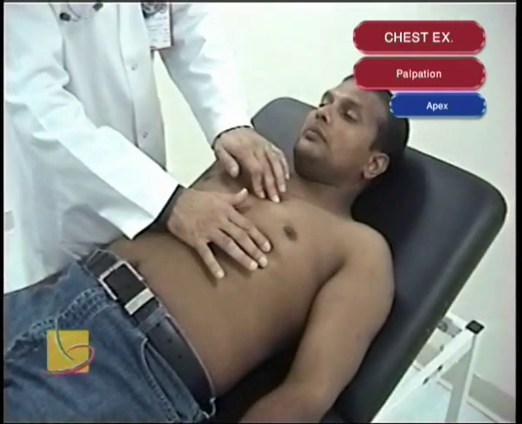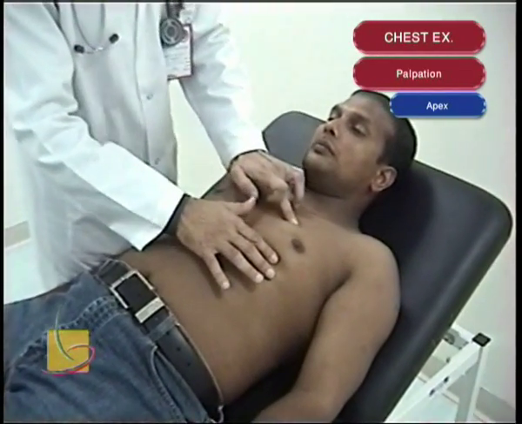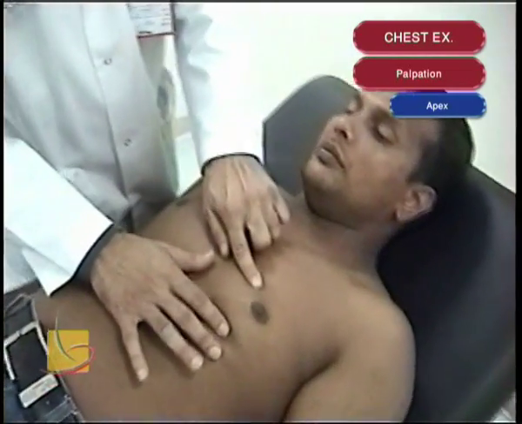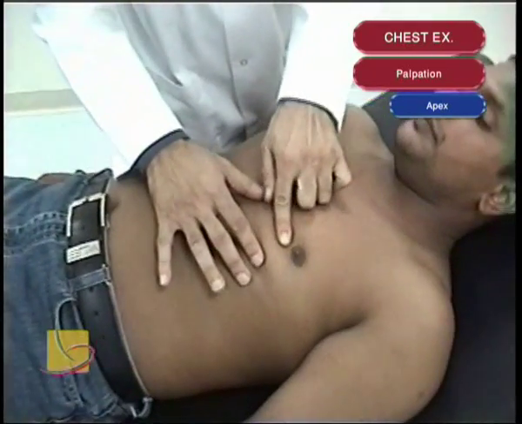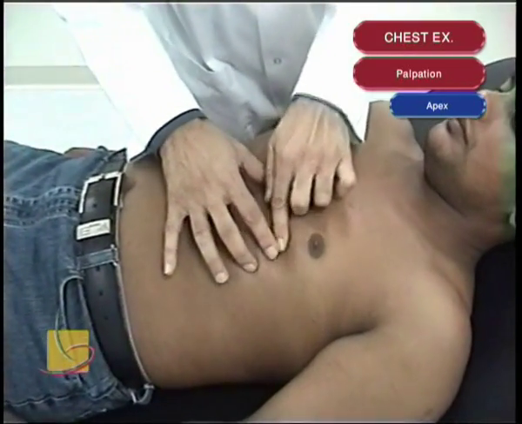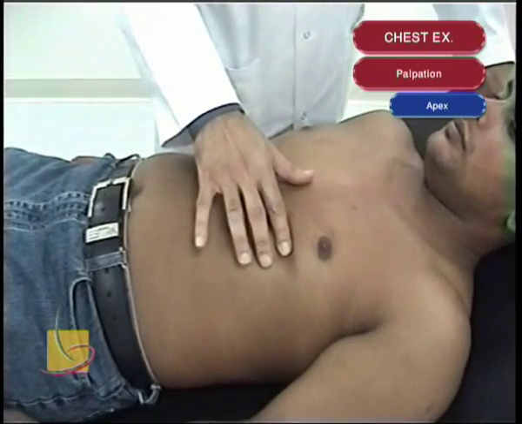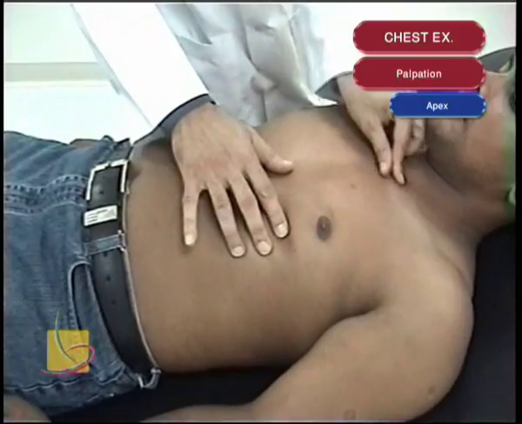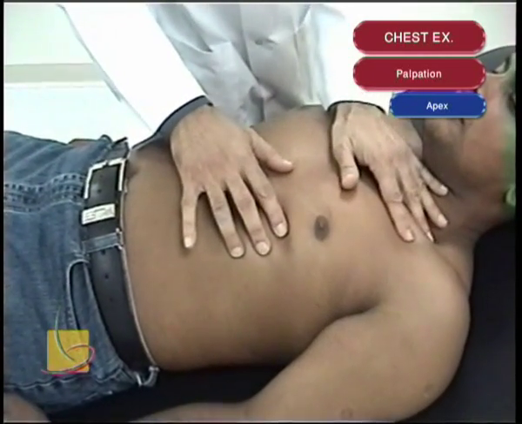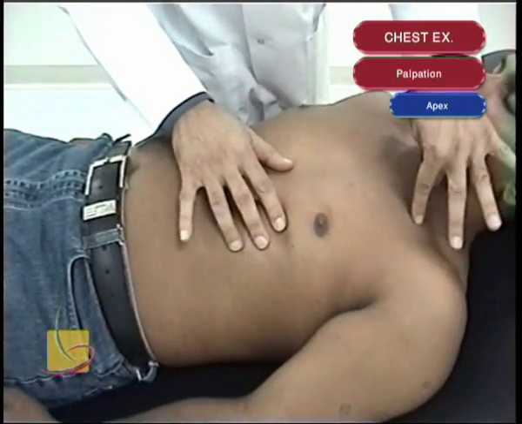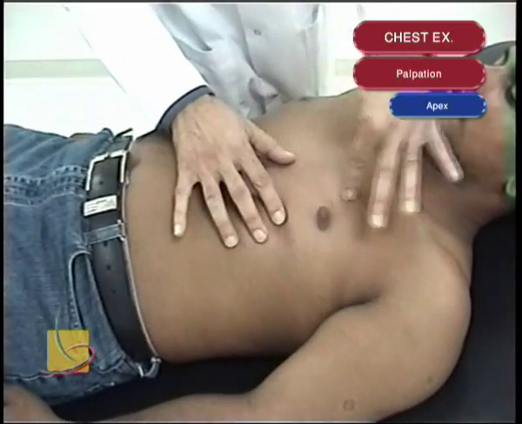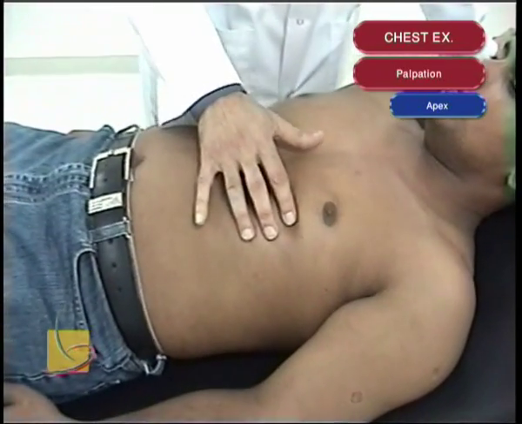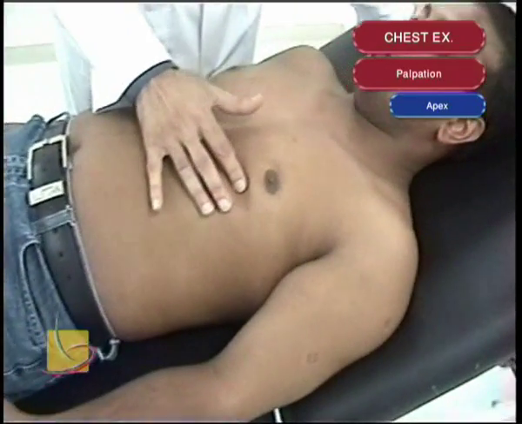The intercostal space just below the sternal angle would be number 2, second. And then number 3, number 4, number 5. So the apex of this patient is in the 5th intercostal space, and here is the clavicle. Get a line from the middle of the clavicle, and this is called the midclavicular line. So this is in the 5th intercostal space, midclavicular line, which is normal.